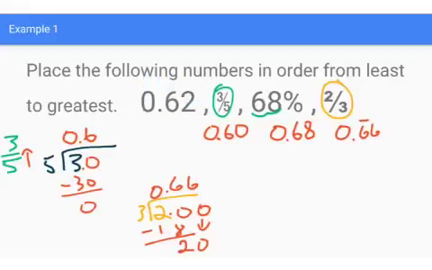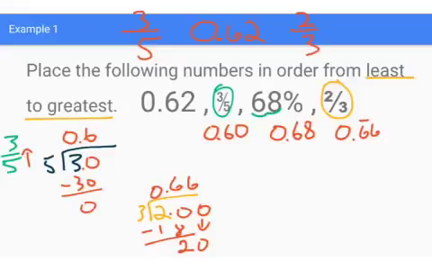We have 62 hundredths, 60 hundredths, 68 hundredths, and 66 hundredths. If we were to compare them from least to greatest, we would start with the smallest one, and it looks like the smallest one is going to be 3/5. So we'll write that, 3/5. The next largest is going to be the 62 hundredths, so we can write that as 0.62, 62 hundredths. The next largest would be the fraction 2/3.